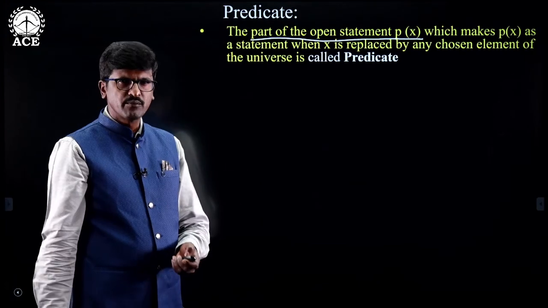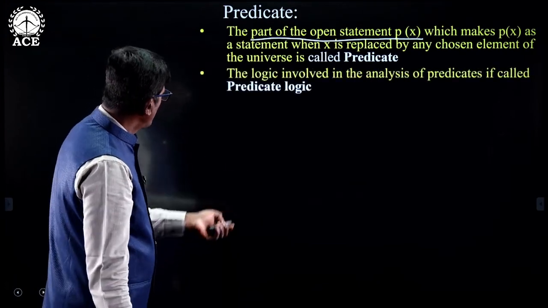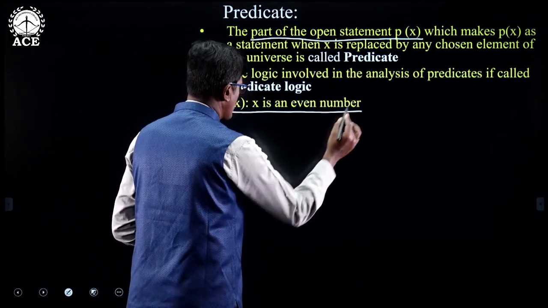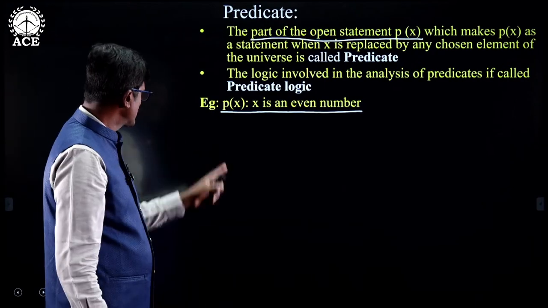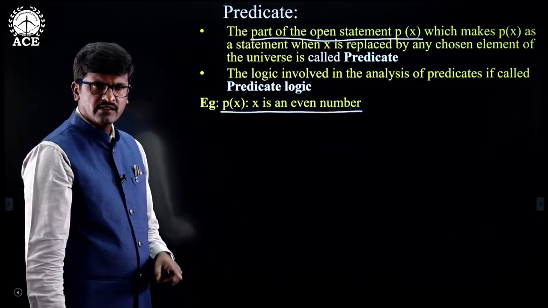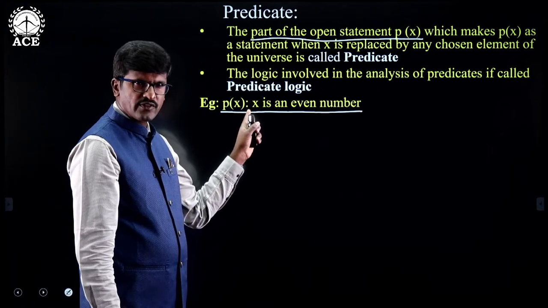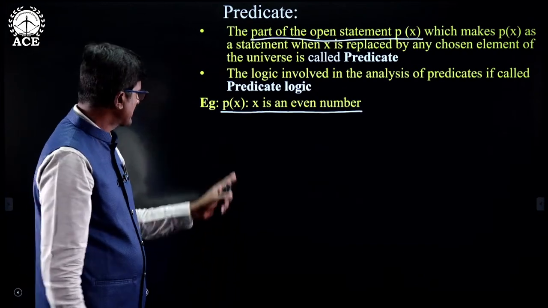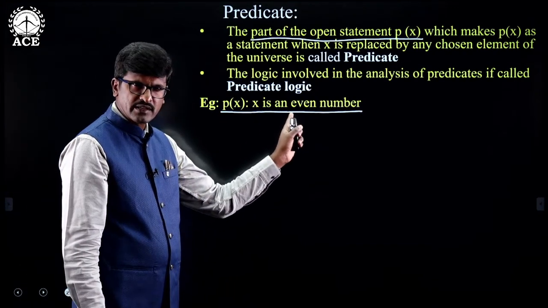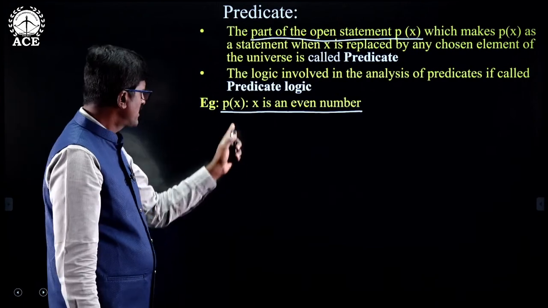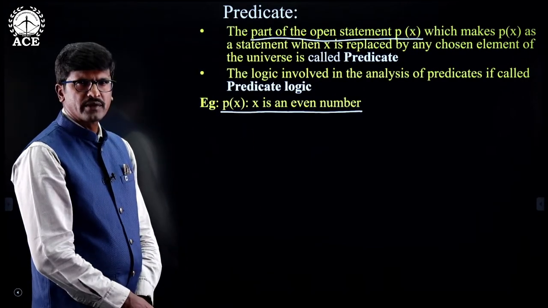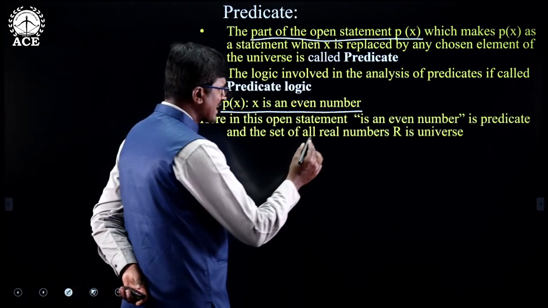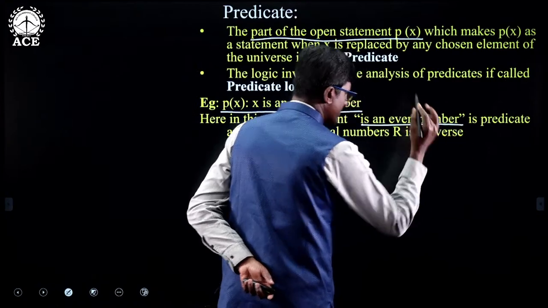Let me explain this with a simple example. I am taking the example P of x: x is an even integer. This P of x is an open statement because x is not specified. You can't assign a truth value to this unless x is specified. If I specify the x value, then it becomes a statement. As of now, this is an open statement involving the free variable x. In this open statement, "is an even number" is the predicate.